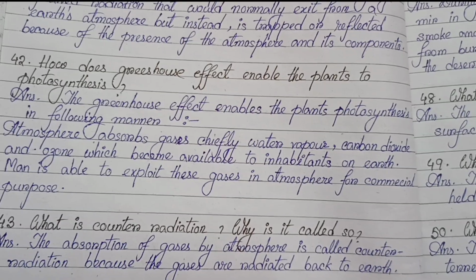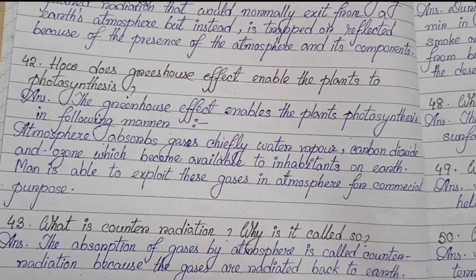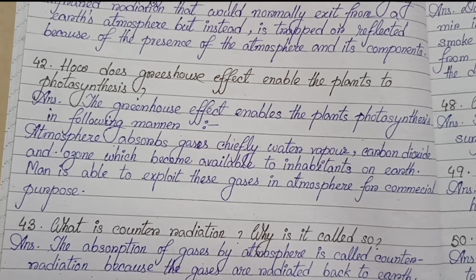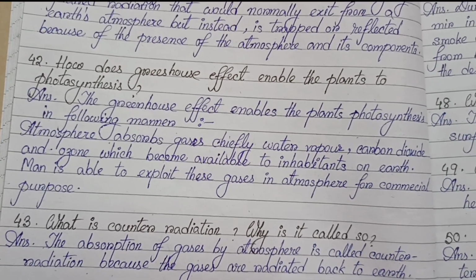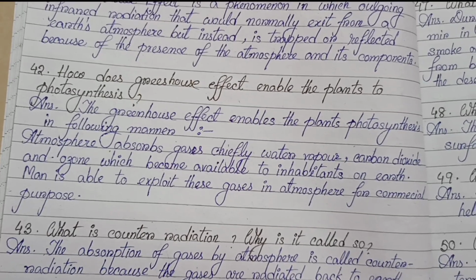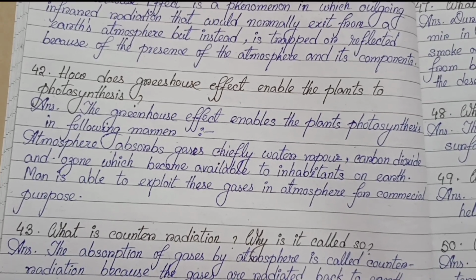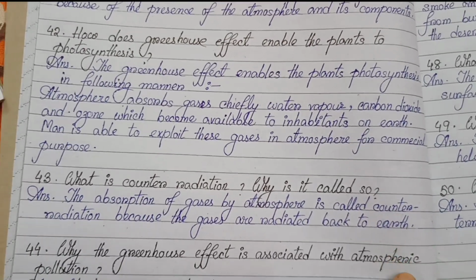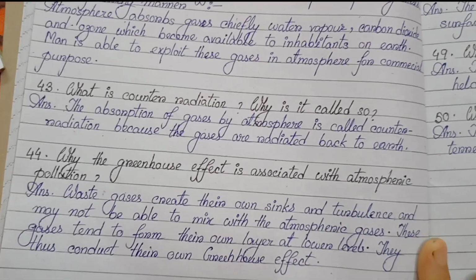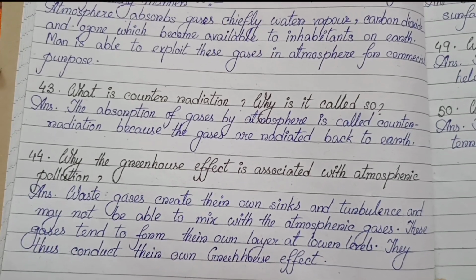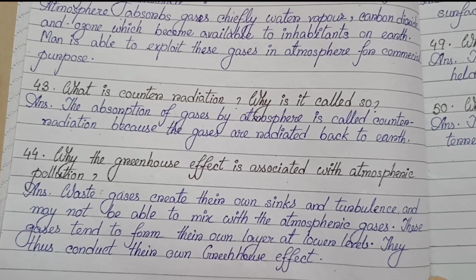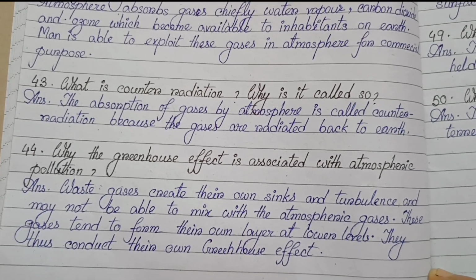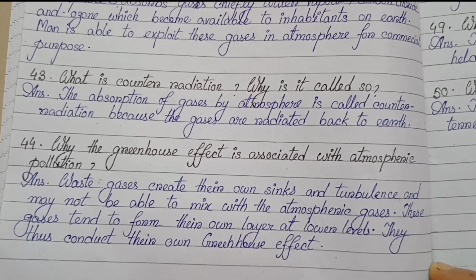42. How does greenhouse effect enable the plants to photosynthesize? The greenhouse effect enables the plants' photosynthesis in the following manner. Atmosphere absorbs gases, chiefly water vapor, carbon dioxide and ozone, which become available to inhabitants on Earth. Man is able to exploit these gases in the atmosphere for commercial purposes. 43. What is counter radiation? Why is it called so? The absorption of gases by atmosphere is called counter radiation because the gases are radiated back to Earth.